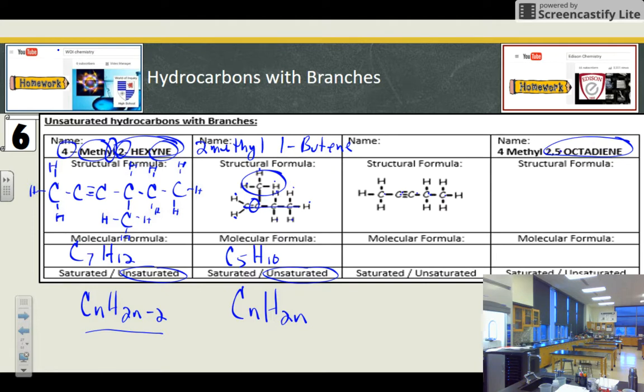2,5-octadiene. 2,5, octa is 8 carbons. 1, 2, 3, 4, 5, 6, 7, 8. Diene, 2 double bonds. Where? 1 at the 2nd carbon, 1 at the 5th carbon. So on the 2nd carbon, put a double bond, and on the 5th carbon, put a double bond. YL tells me there's a side chain of 1 carbon on the 4th carbon. 1, 2, 3, 4th carbon, put a side chain. Boom, did it. Fill them in carefully.